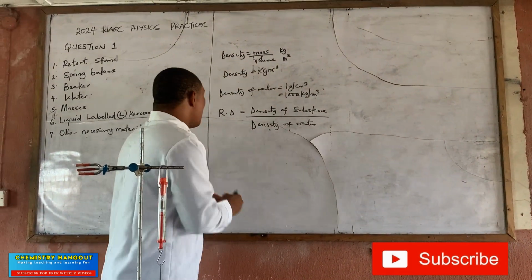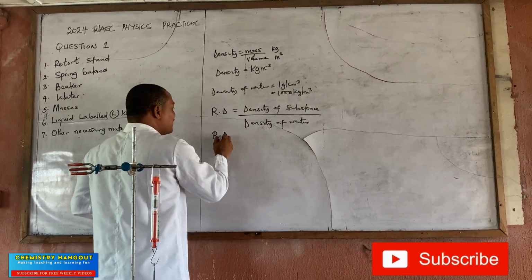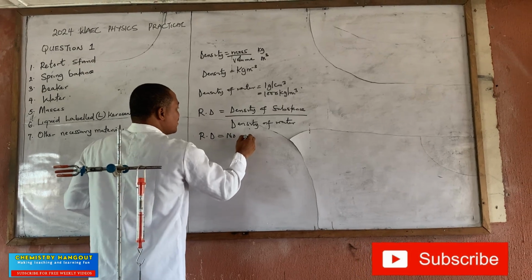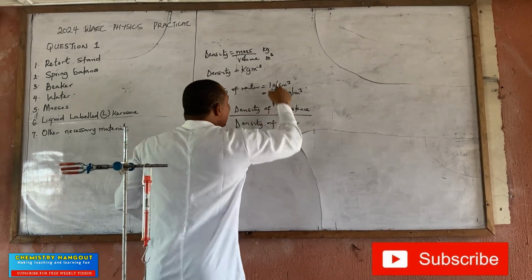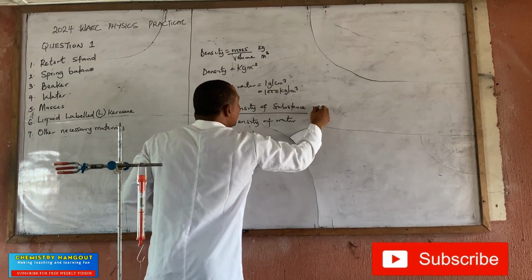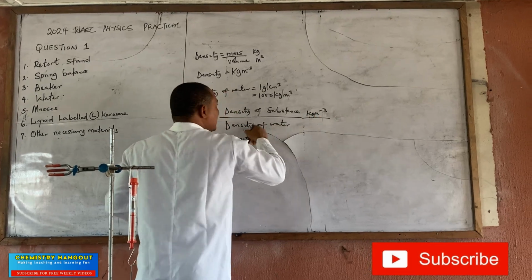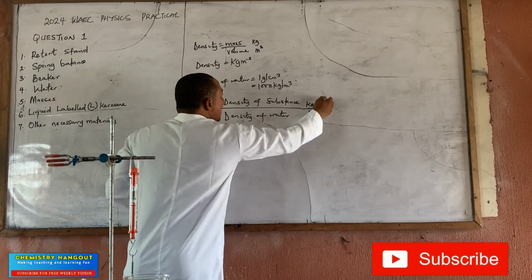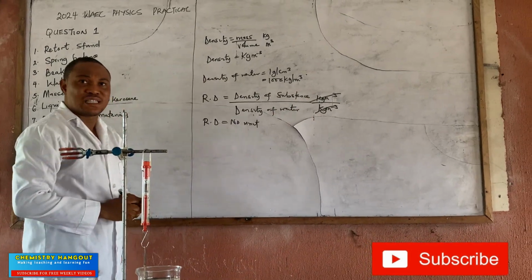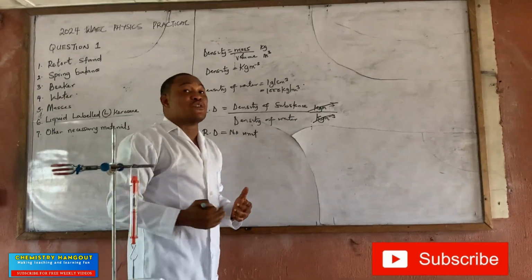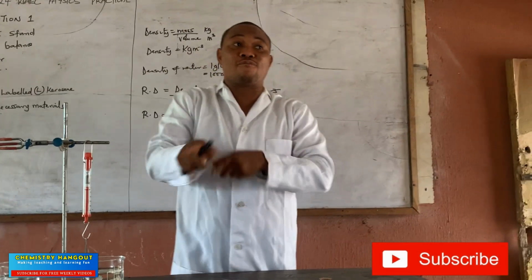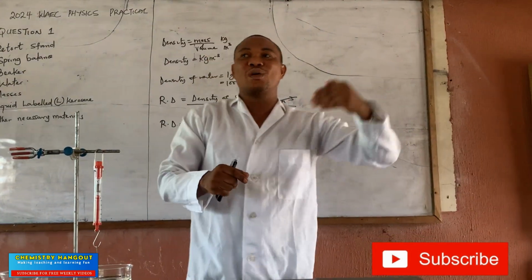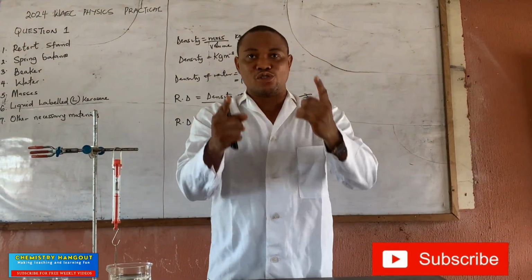So with this, what will be the unit for relative density? It will have no unit. The reason is that density is measured in kilogram per meter cube, over the density of water, which is also measured in kilogram per meter cube. These cancel. Do you see that? So if they ask me, probably in the theory of practical, to differentiate between density and relative density, you should know what to do.